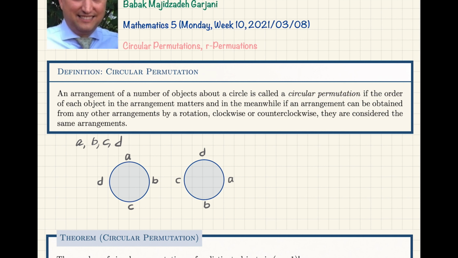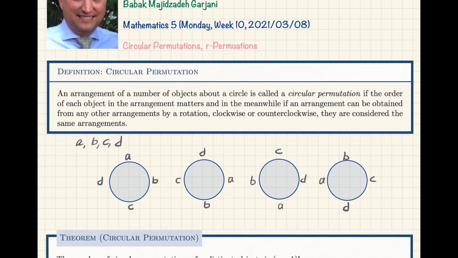For example, I can have another one. I can put A here, B here, C here, and D here. This is also the same. And then finally I can have this situation. I can put A here, B here, C here, and D here. So from the circular point of view, I am considering all these permutations the same permutation.